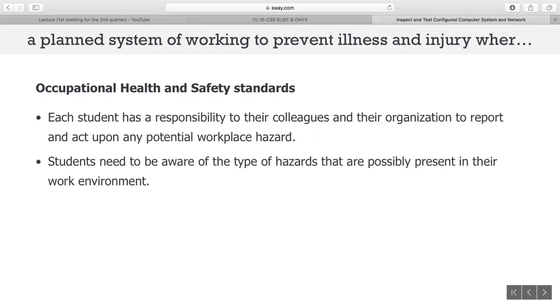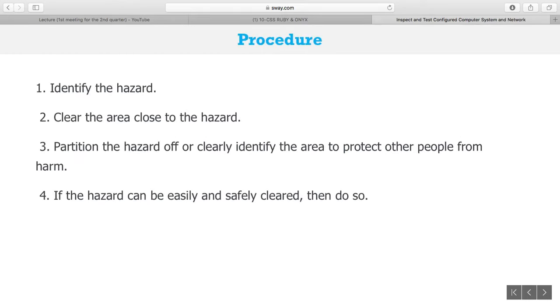It doesn't mean that even if you are a student, you don't need to follow OHS. It's not like that. OHS must be followed at home, in school, in the workplace, everywhere. Because we cannot predict accidents. They always happen. So the best thing to do is to prevent them.